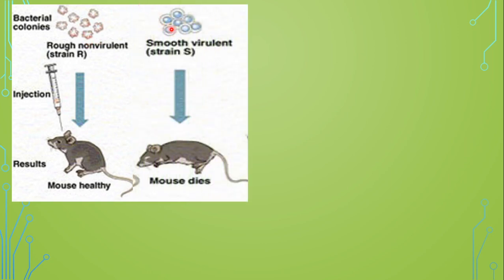Next, smooth coated, or the mucus coated, bacteria were selected and injected into mice. Result: the mice died. Why did they die? Because this particular strain of bacteria could infect the mice with pneumonia. They suffered, they showed symptoms, and finally they died. So these were considered to be the virulent or infectious forms. So Streptococcus has two strains. One was non-infectious, one was infectious.